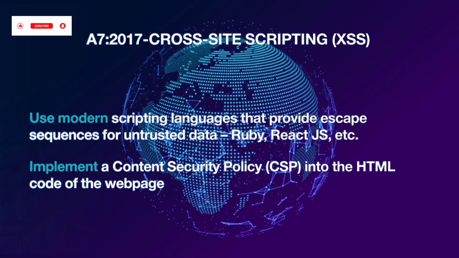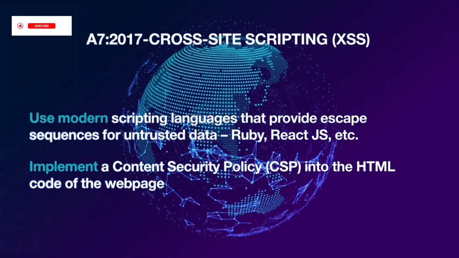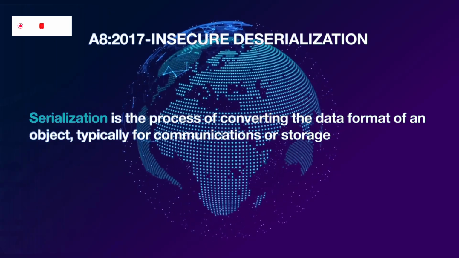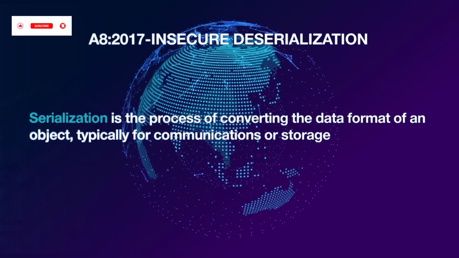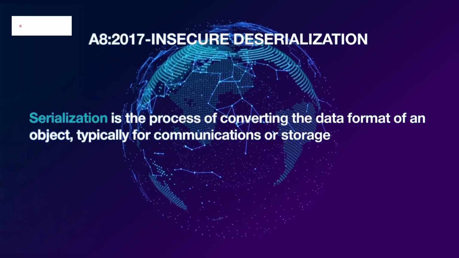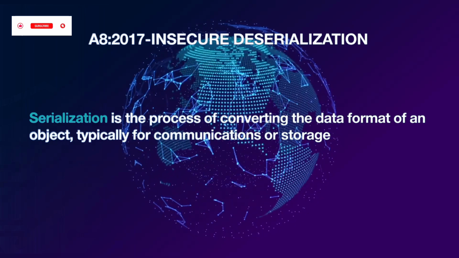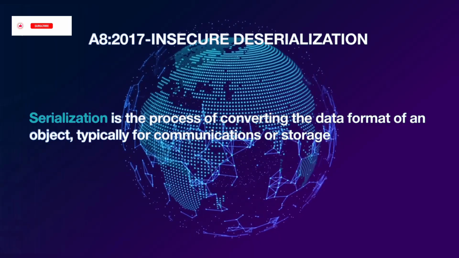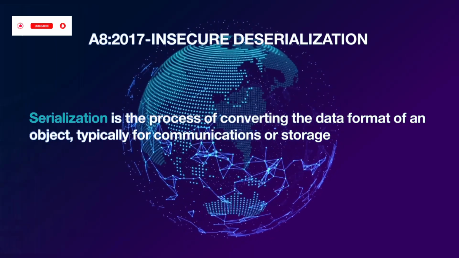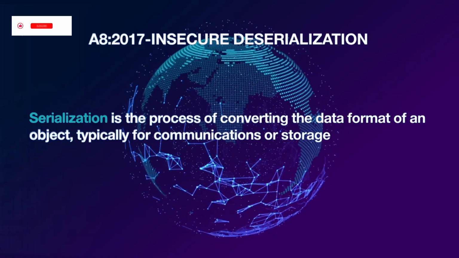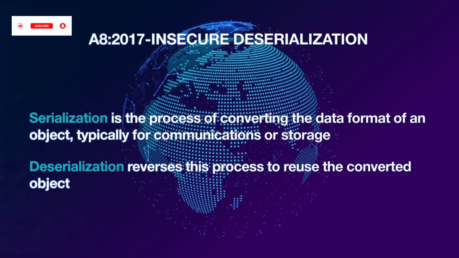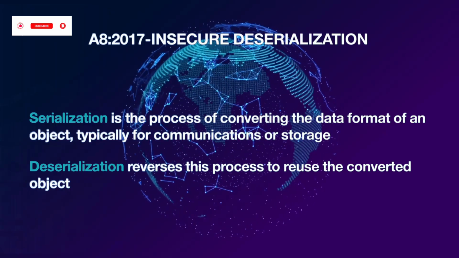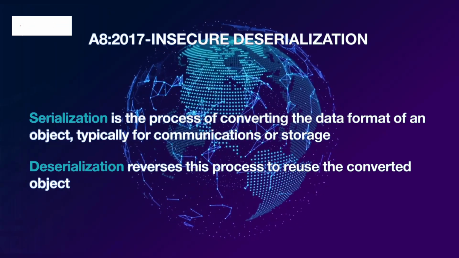That takes us to number 8, which is insecure deserialization. Serialization is the process of converting the data format of an object that's typically used for communication or storage. So we are converting the format, we are serializing the format. Deserializing reverses this process to reuse the converted object. Now, according to OWASP, this is most used for JavaScript Object Notation or JSON. So this can be accomplished with XML, Python and other languages as well.